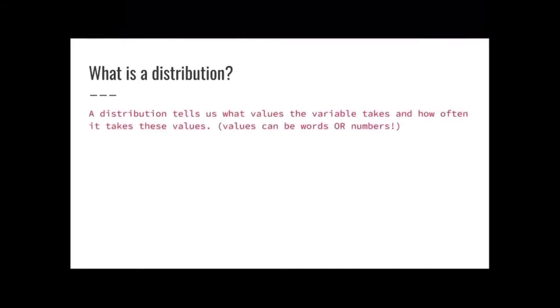Next, we're going to talk about what a distribution is. So a distribution tells us what values the variable takes and how often it takes these values. Note that values can be words or numbers.